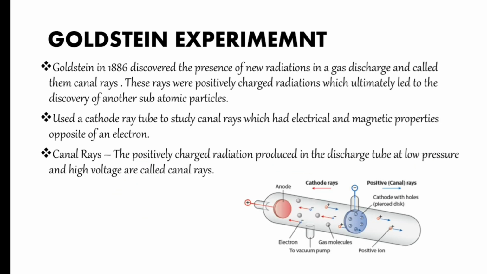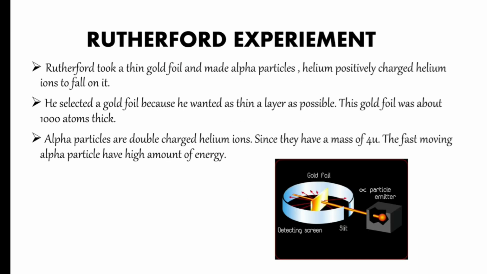Now comes Goldstein's experiment. Goldstein in 1886 discovered the presence of new radiations in a gas discharge and called them canal rays. These rays were positively charged radiations, which ultimately led to the discovery of another subatomic particle, that is protons. He used a cathode ray tube to study canal rays which had electrical and magnetic properties opposite of an electron. The definition of canal rays is that the positively charged radiation produced in the discharge tube at low pressure and high voltage are called canal rays.